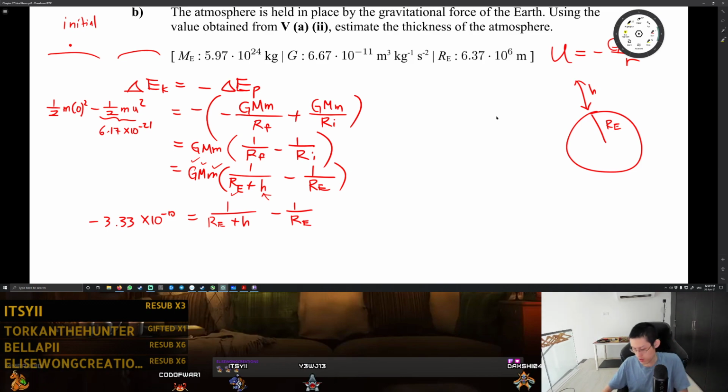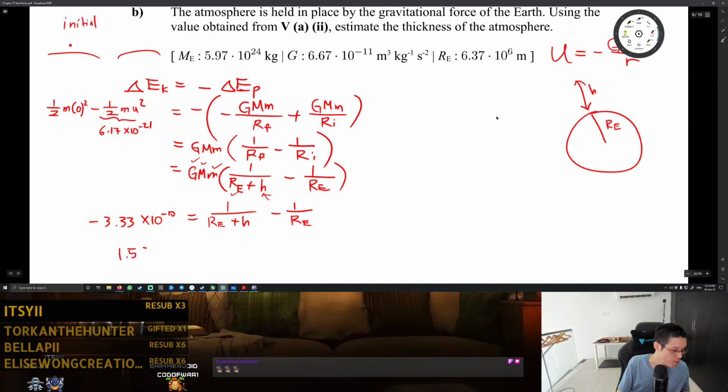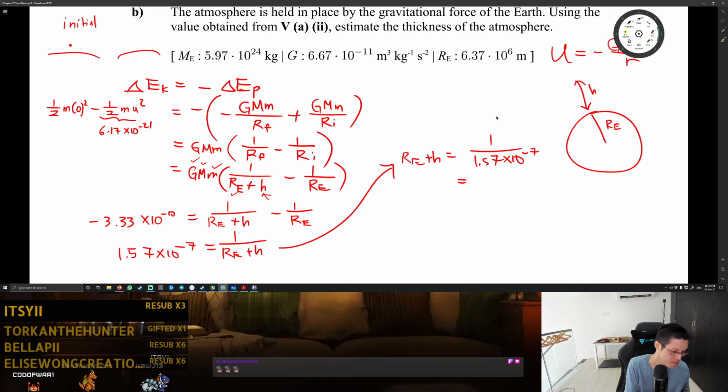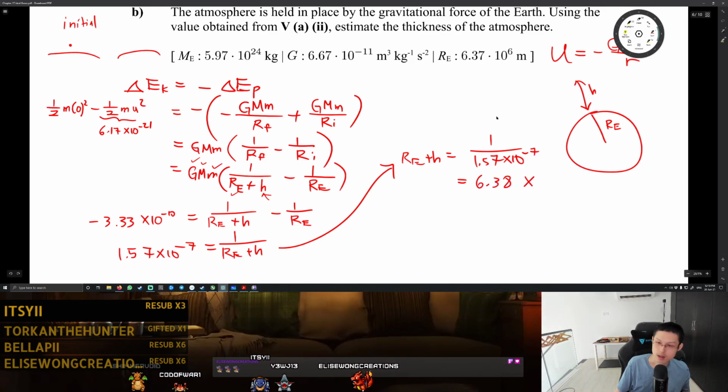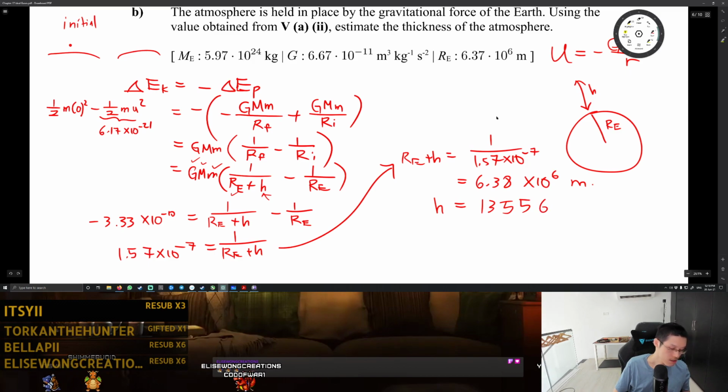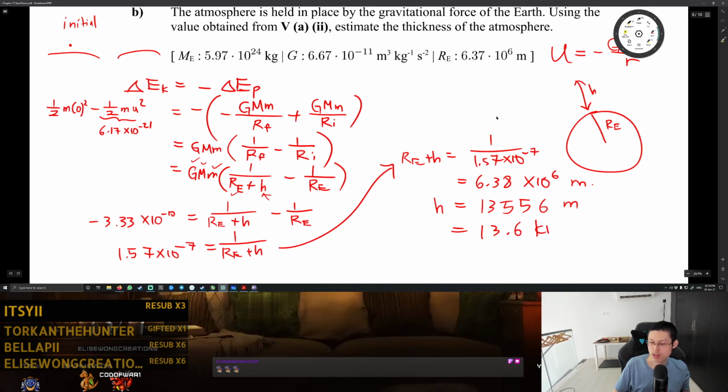Okay, I'm going to move 1 over RE over, so that's going to be plus 1 over the radius of the Earth, which is 6.37 times 10 to the power 6, which gives us 1.57 times 10 to the power of negative 7 equals 1 over RE plus H. So RE plus H equals 1 over 1.57 times 10 to the power negative 7, which is 6.38 times 10 to the power 6 meters. Therefore, H is that minus the radius of the Earth, 6.37 times 10 to the power 6, which gives us 13,556 meters, which is roughly 13.6 kilometers.